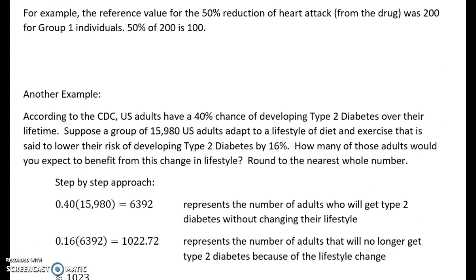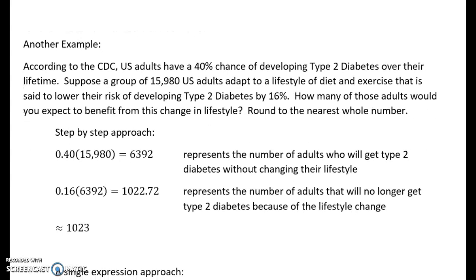So let me give you another example. According to the CDC, U.S. adults have a 40% chance of developing type 2 diabetes over their lifetime. Suppose a group of 15,980 U.S. adults adapt to a lifestyle of diet and exercise that is said to lower the risk of developing type 2 diabetes by 16%. How many of those adults would you expect to benefit from this change in lifestyle? So we want to think about that question as how many would be saved from getting type 2 diabetes if they adapt to this lifestyle. We're going to round our final answer to the nearest whole number.